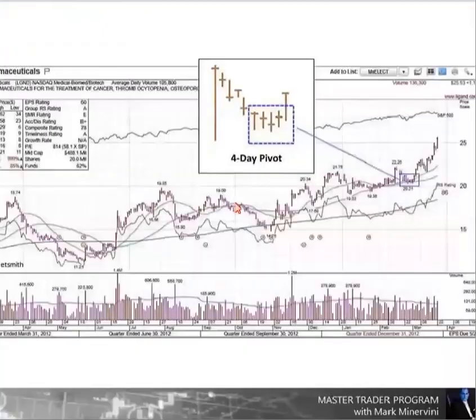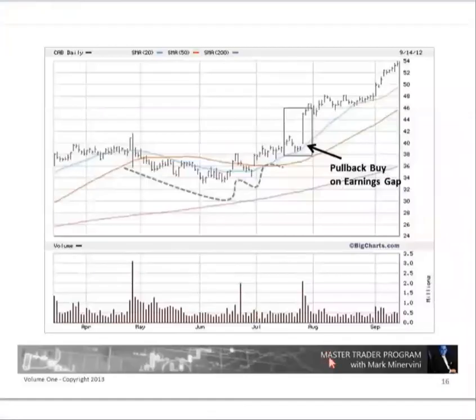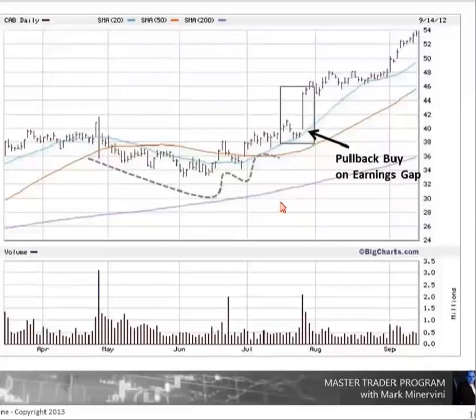Some of these, as you can see, they say Master Trader Program, are actually some charts that were taken from the workbook of the Master Trader Program.